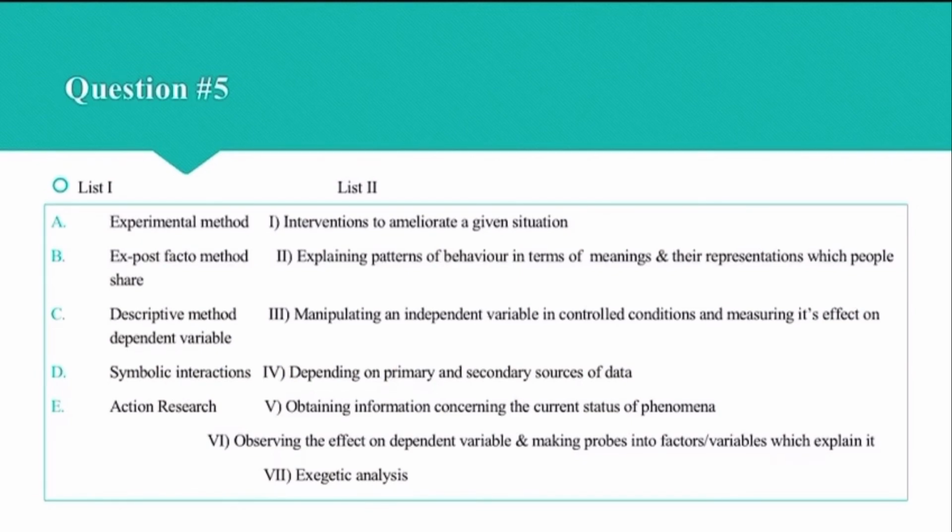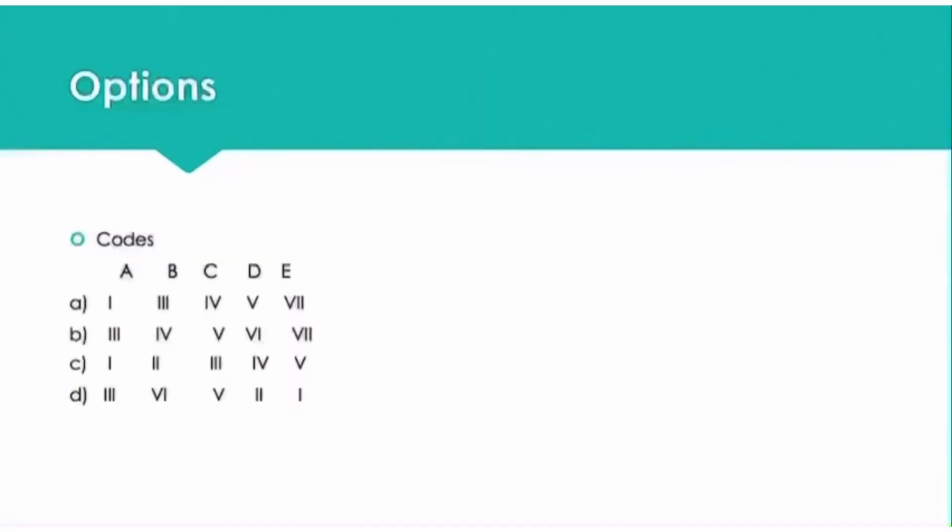D. Symbolic interactions. This matches with option 2 in list 2, explaining patterns of behavior in terms of their meanings and representations which people share. Last, action research. Action research is intervention based. So this E matches with 1. Interventions to ameliorate a given situation. So now A3, B6, C5, D2, E1. Looking at the answer codes here, D is the right answer for this question.